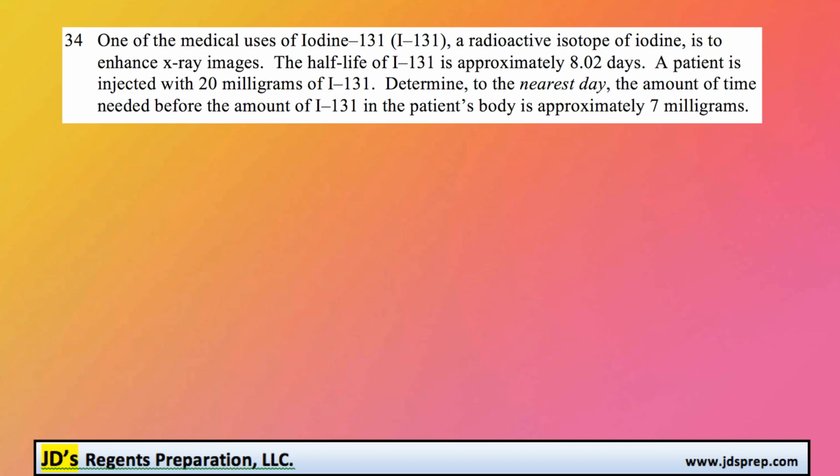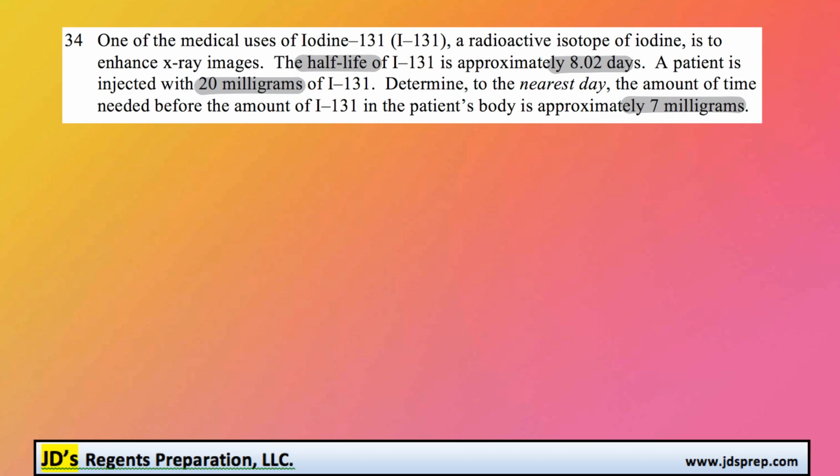This is question number 34 from the August 2016 Algebra 2 exam. So we're dealing with an iodine isotope, and we're told that the half-life of it is 8.02 days. We also know that a patient's being injected with 20 milligrams, and what we need to find is the amount of time needed for that amount of milligrams to decrease to 7 milligrams.